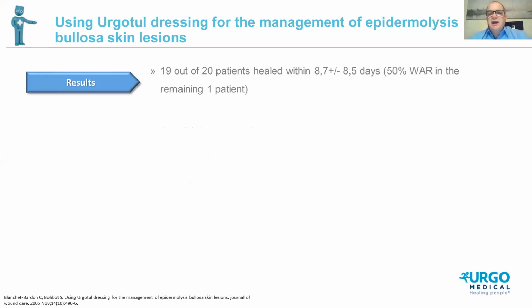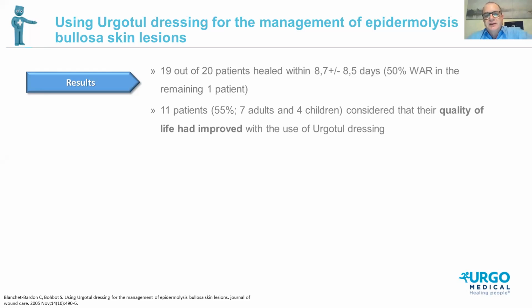So if we look at the first results, what is very important, obviously, is wound healing. We have 19 out of the 20 patients that healed between 8 and 9 days. The one wound which did not heal, it had 50% wound area reduction, which was actually in line with what was before when she was using other dressings. So it fared quite well on the wound area reduction and the wound healing.